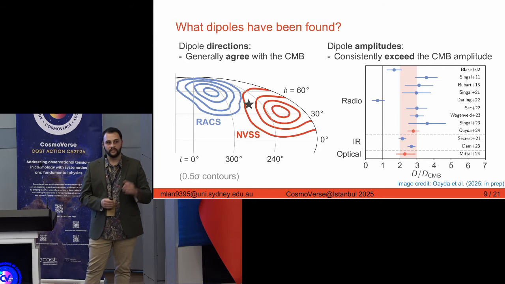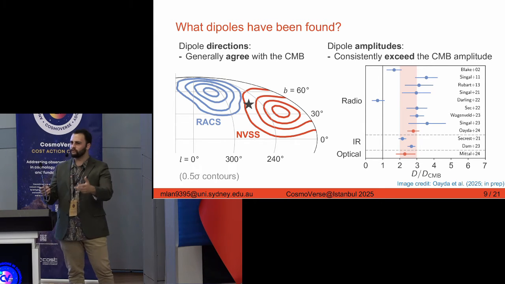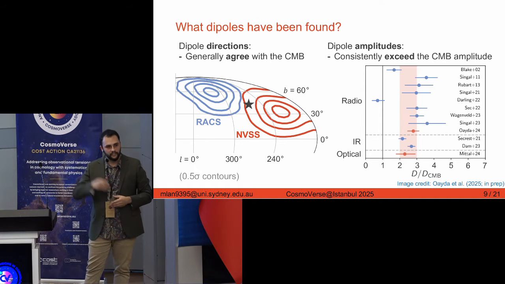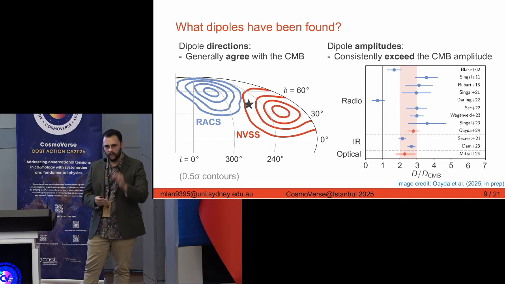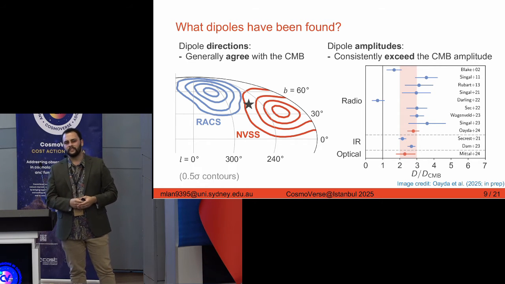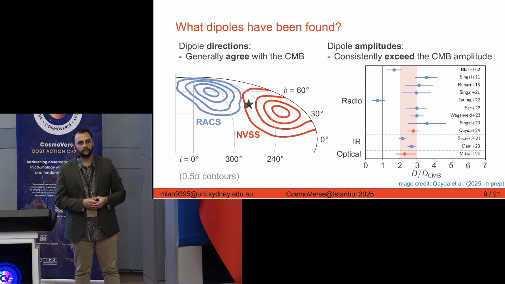So people have done this test over the last 40 years, and they've found that the dipole directions pretty much agree with the CMB. You can see the star here, which is the CMB location, and these contours of large radio surveys, which I'll cover in more depth soon. And we see it's in the right quadrant on the sky, and we have agreement. But then the amplitude is a different story. That consistently exceeds the expectation from the CMB.